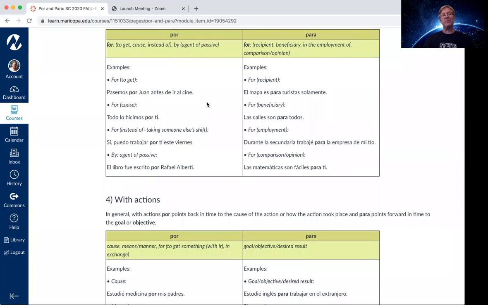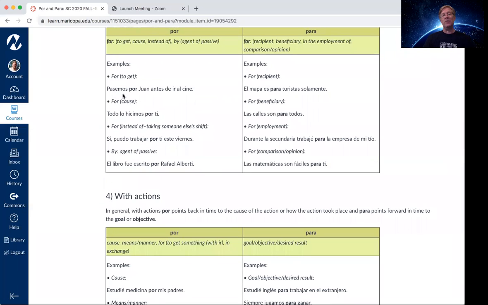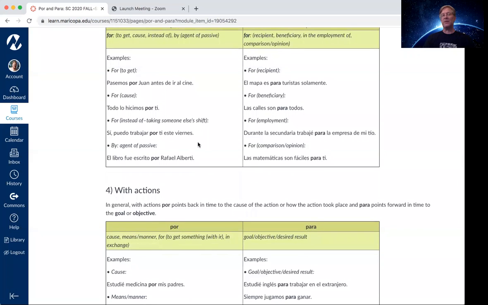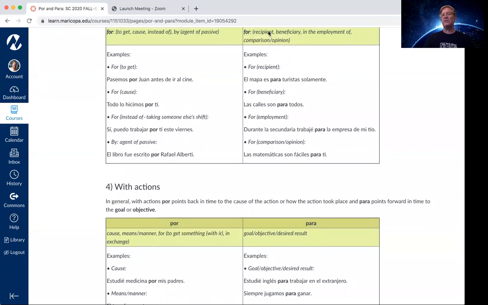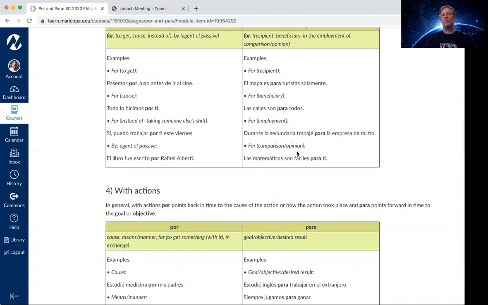A couple of examples. Pasaremos por Juan antes de ir al cine. We'll stop by for Juan before going to the movies. Sí puedo trabajar por ti este viernes. Yes, I can work for you this Friday. Those are uses of por. El mapa es para turistas solamente. Las calles son para todos. These are recipient or beneficiary. Bien, son para.